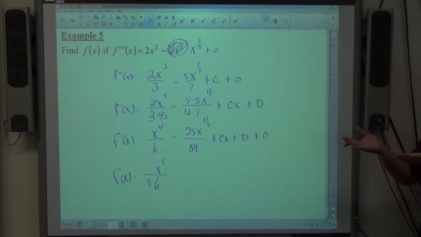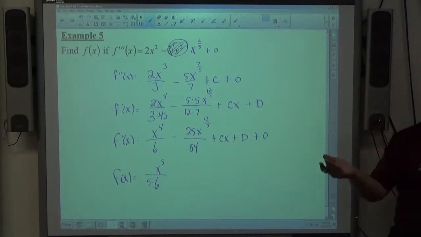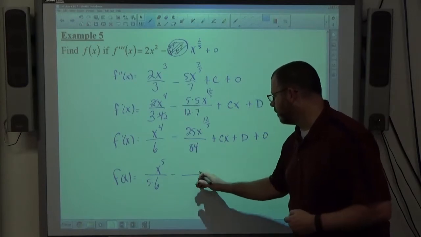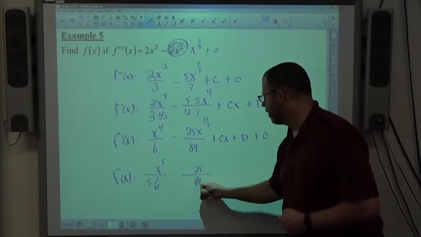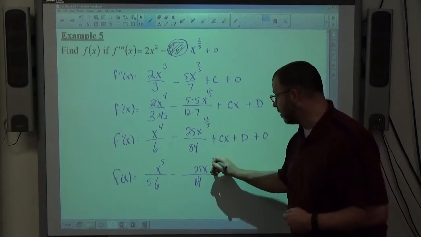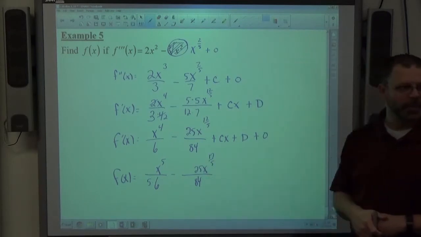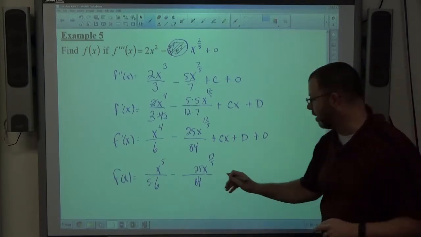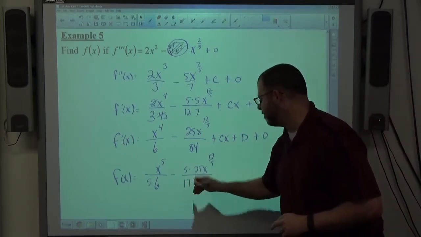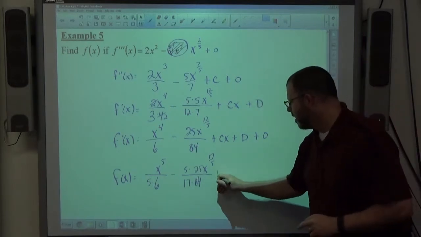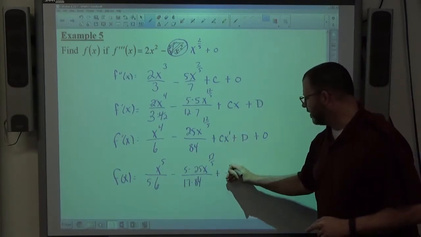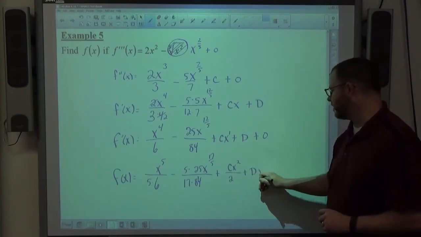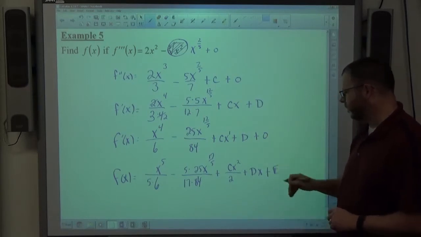So the new power is 5, right? We divide by the new power. It goes on the bottom with the thing that's already down there, the 6. Minus, and again I've got a fraction, so I'm going to make my bar a little bit longer, 25 over 84 x. Okay, this is going to be the 17/5, right? So if I'm taking the 17/5 power, I have to divide by 17/5, which is the same as times 5/17. This is cx to the 1st, so it's going to be cx squared over 2. That's just a constant, so dx, and that's 0, so plus e.